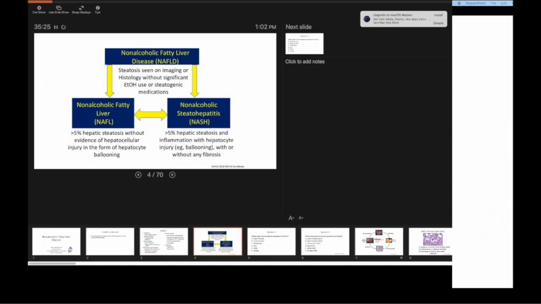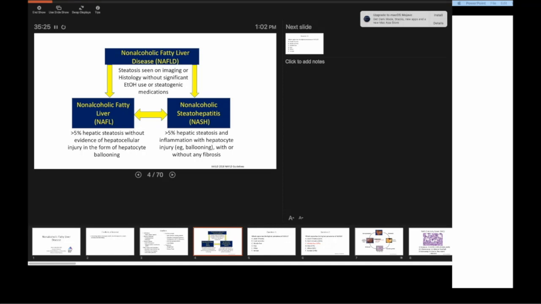So let's start off with definitions. Non-alcoholic fatty liver disease is the umbrella. This is just steatosis seen on either imaging or on histology, so with a biopsy, without significant alcohol use or the use of steatogenic medication. So you've got to take a history, okay?